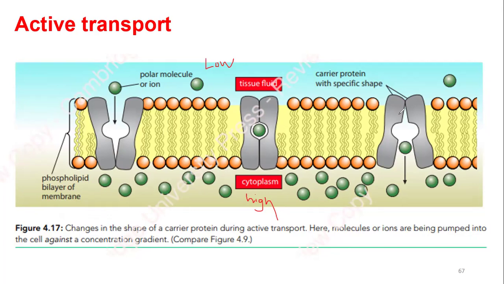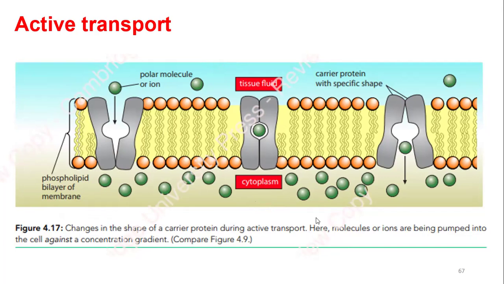So what do we note about active transport? Number one, molecules move from their region of low concentration to their region of high concentration across a membrane. And the molecules are going to be carried by special proteins called carrier proteins. However, the carrier proteins do not have a fixed shape. They usually change shape, and that change in shape requires energy in the form of ATP. So that is what active transport is about.